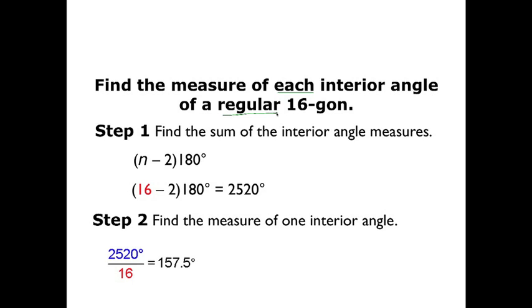Now again, this is only true because what I have is a regular polygon. That tells me that all of those angles were congruent. If this was not a regular polygon, I could not use this rule because the angles could all be different. But since they are the same, I can divide the sum of all my interior angles by the number of angles, which is the same as the number of sides.